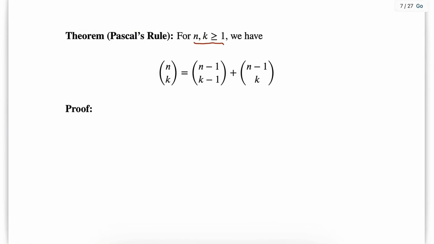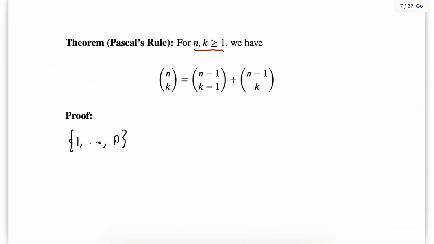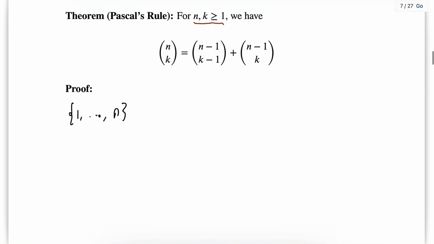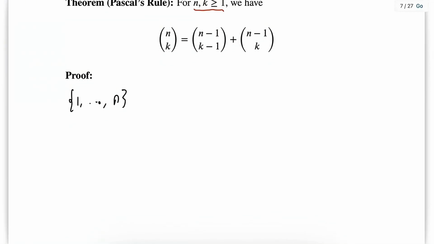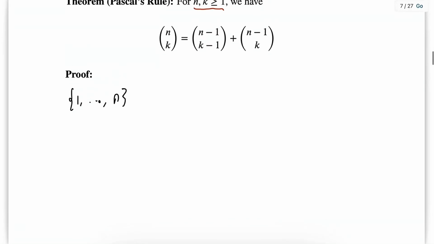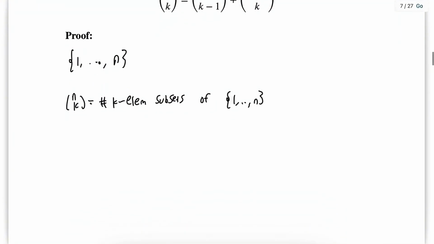Okay, so let's say we have some n element set. By the way, when I say proof in this series, I'm not going to be extremely mathematically rigorous. I'm more just trying to convince you or provide an intuitive argument rather than a fully detailed proof. We know that n choose k is the number of k element subsets of this n element set, or any n element set.